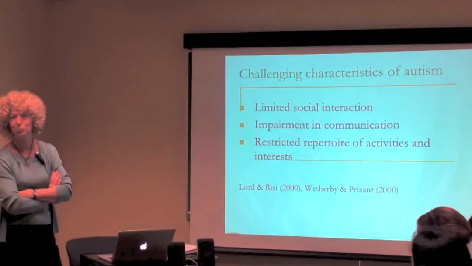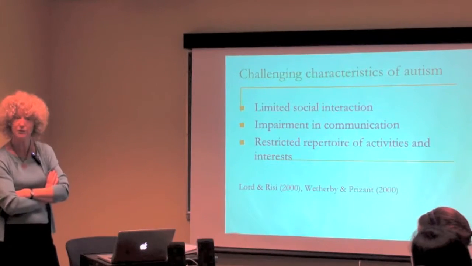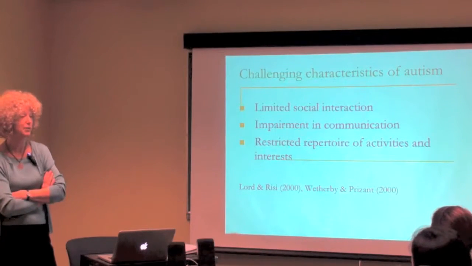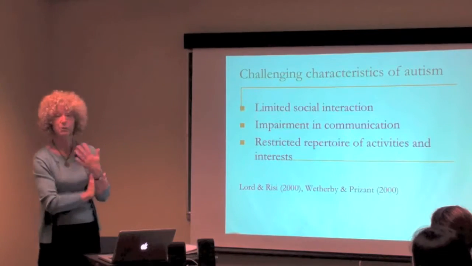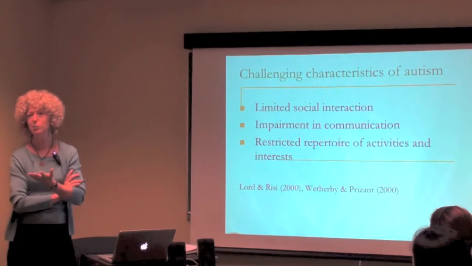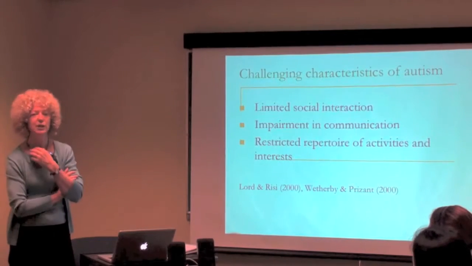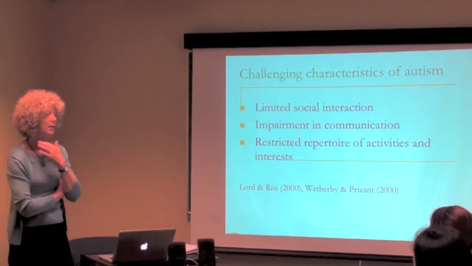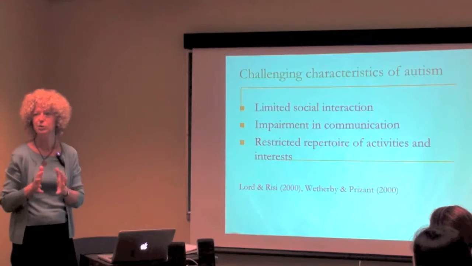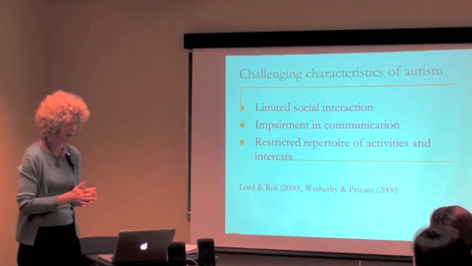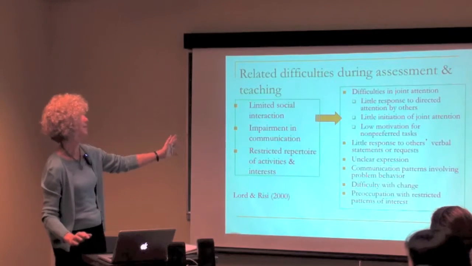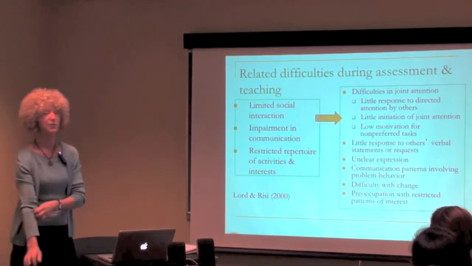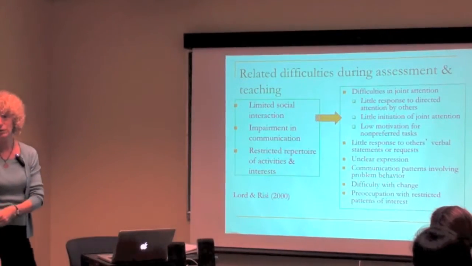Of course, the classic three areas of difficulty that children with autism have are in the area of social interactions, interactions with peers, communication, sometimes to the point of no spoken communication, and then a very narrow or restricted range of interests. And if you look closely at those, you can see that some real specific difficulties are associated with them.